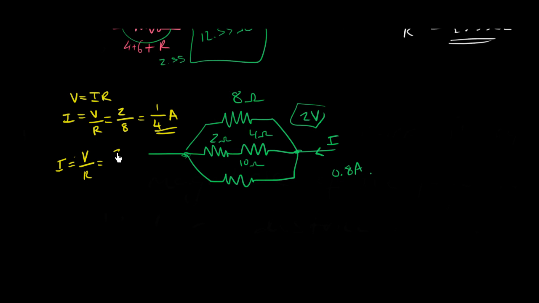So the voltage drop is still 2 again, as in the one above, same, and the resistor is now different. The total resistance is 6 instead of 8, so the answer for the current is going to be 1/3 amps, and 1/3 of an amp is bigger than 1/4 of an amp. Why am I getting bigger current through this branch than through that one?